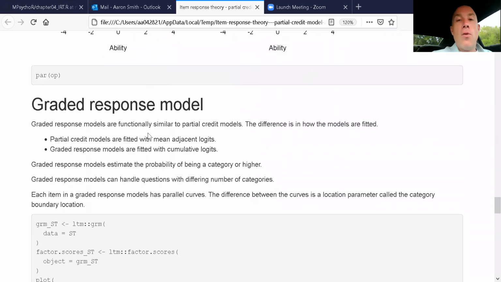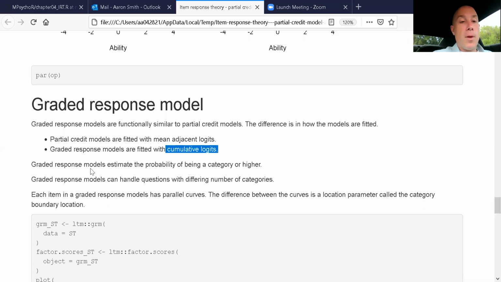Now, another version I can approach this is with graded response models. So graded response models, they're very similar to partial credit models. The difference is in how they're fitted. So operationally, what I'm trying to pull out of the information is very, very similar. These are very similar models from a utility point of view. The difference is the mathematics and how they're fitted. Partial credit models are fitted with adjacent logits, while graded response models are fitted with cumulative logits.